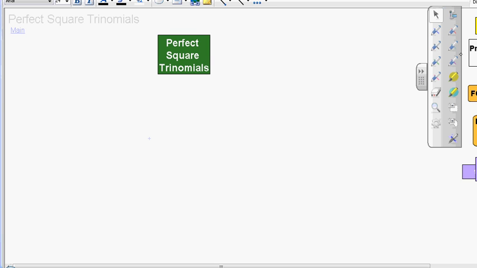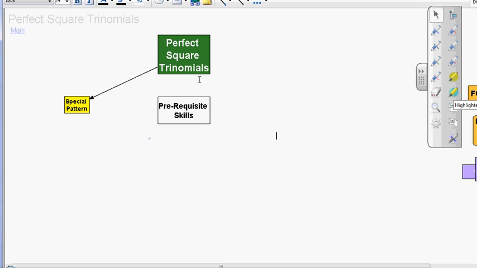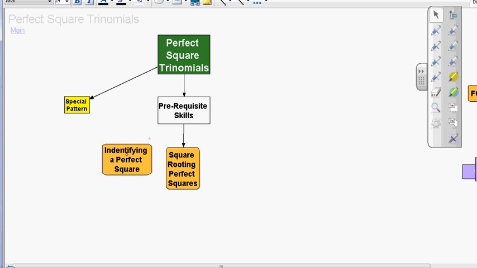Much like differences of two squares, perfect square trinomials is a pattern-based factoring. There's just a model that we use to generate the factoring answer from the problem when it's given in a certain form. We'll talk about some prerequisite skills here. They're very similar. You've seen these before with differences of two squares. You need to be able to square root a perfect square. You need to be able to identify a perfect square.